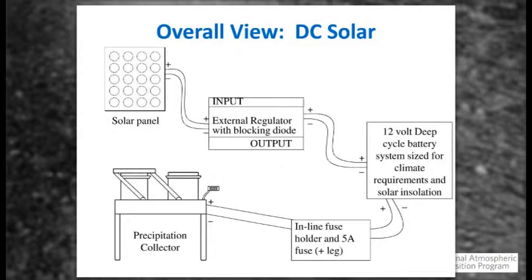This is an overall schematic of a hypothetical station. It's also what we have mocked up here in our office. You have feed from a solar panel through a regulator that has a blocking diode. We'll talk in a minute about what that does. And then it goes to 1 or more 12-volt deep cycle batteries that are sized in capacity to what you might need in your site. You have an inline fuse holder, and then you actually feed the collector.